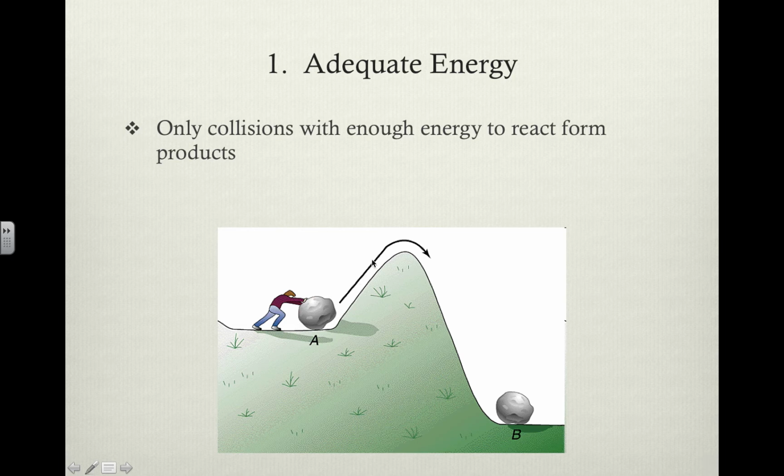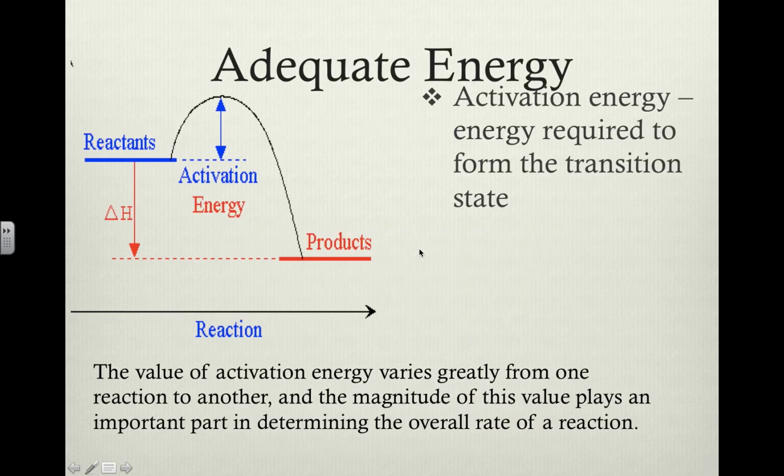And you can think about it as you have this little hill to go over. So if you're getting this boulder from A to B, hey, look, that's an exothermic reaction. There's a net loss of energy, but you have to get it over this hump. So what is that hump? Well, it's called the activation energy, and it's the energy required to form the transition state.